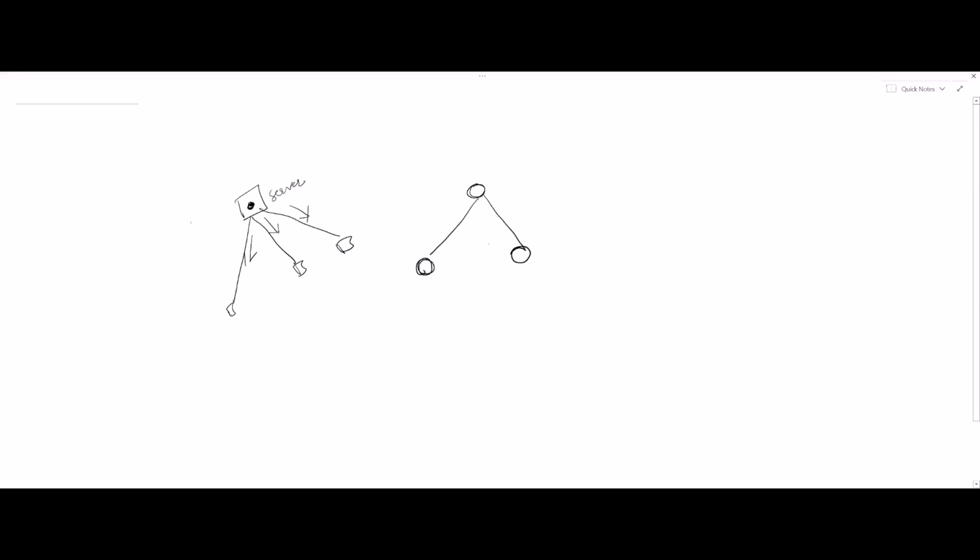In the client-server based model, control was fixed to a single point. It was in the hands of the server. The server was in charge, and every decision was taken by the server itself.